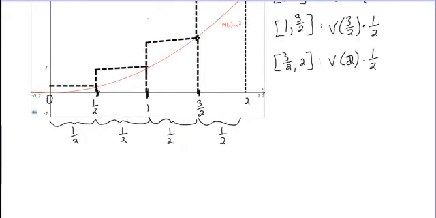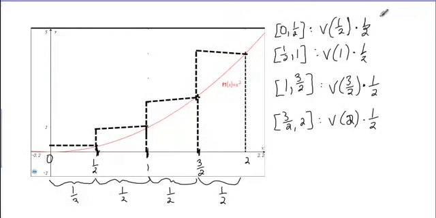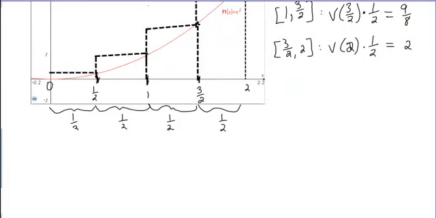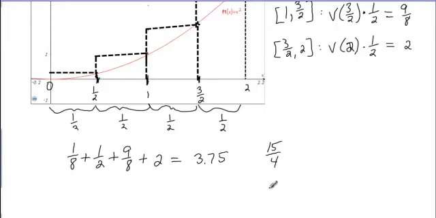So then the estimate for the total displacement in this case, if you go back and actually work these problems, you should find 1/8 for the first area, 1/2 for the second area, 9/8 for the third rectangle, and 2 for the area of the last rectangle. So total displacement over this interval of time would be the sum 1/8 plus 1/2 plus 9/8 plus 2. And if you find that sum, you'll find that that is 3.75, or as a fraction, 15 over 4 would be fine. Either one is okay with me.